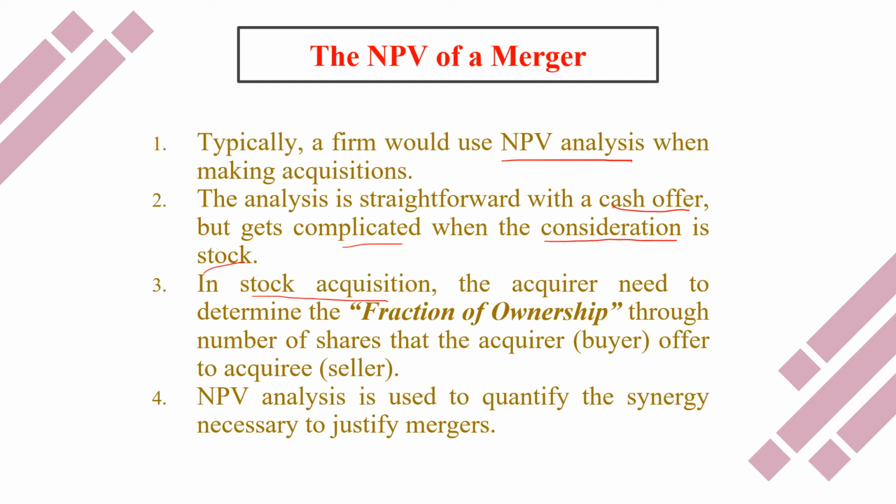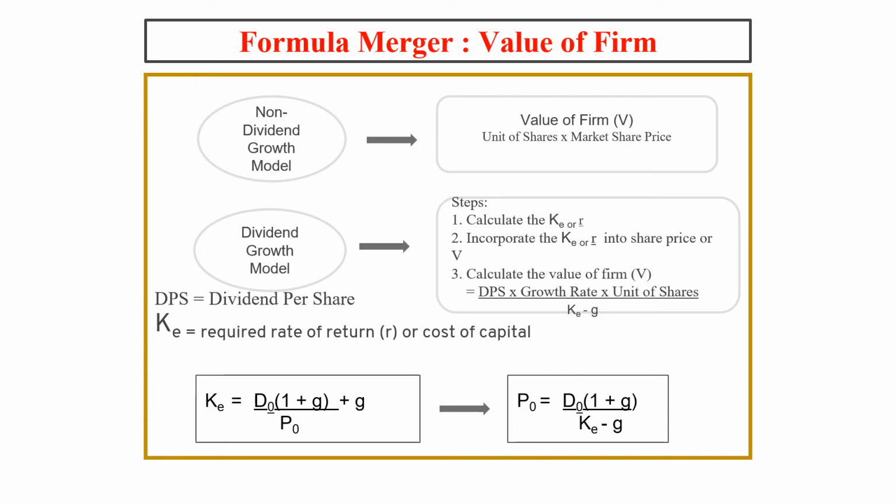In stock acquisitions, the acquirer needs to determine the fraction of ownership. So it means that the fraction of ownership is based on the number of the shares that the buyer offers to the acquiree. So this is the fraction of the ownership, and NPV analysis is used to quantify the synergy necessary to justify the mergers. So these are the calculations. So kita akan tengok on how we calculate the NPV of a merger. Okay, so this is the formula of a merger.